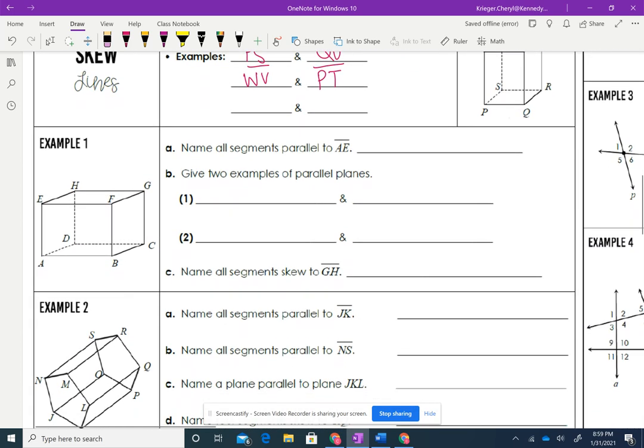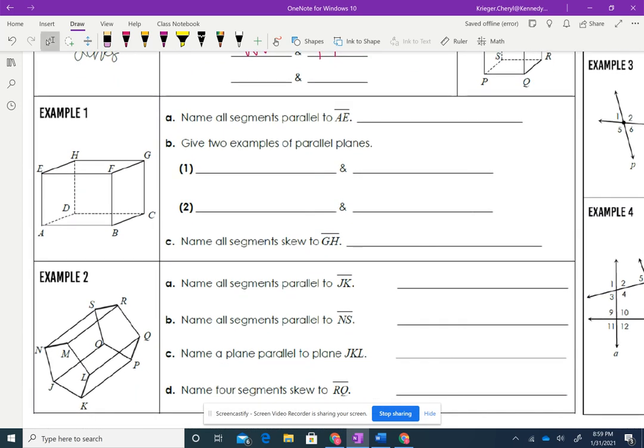Okay, so I'm going to do example 1, and you guys can do example 2. Example 1 says, name all segments parallel to AE. So here's AE, and there are lots of segments that are parallel to it. That would be every vertical line there. We have BF, we have CG, and we have DH. So I'll go ahead and write those down. Segment BF, segment CG, and segment DH.